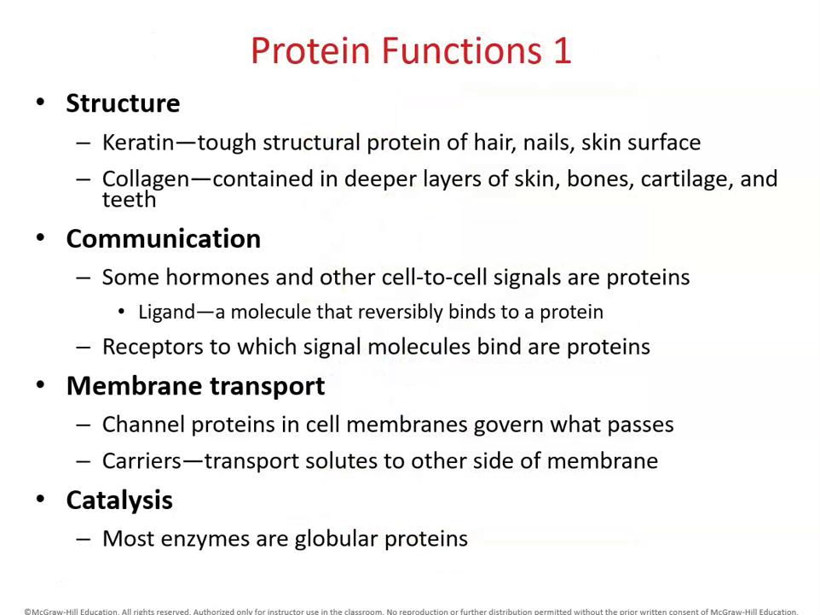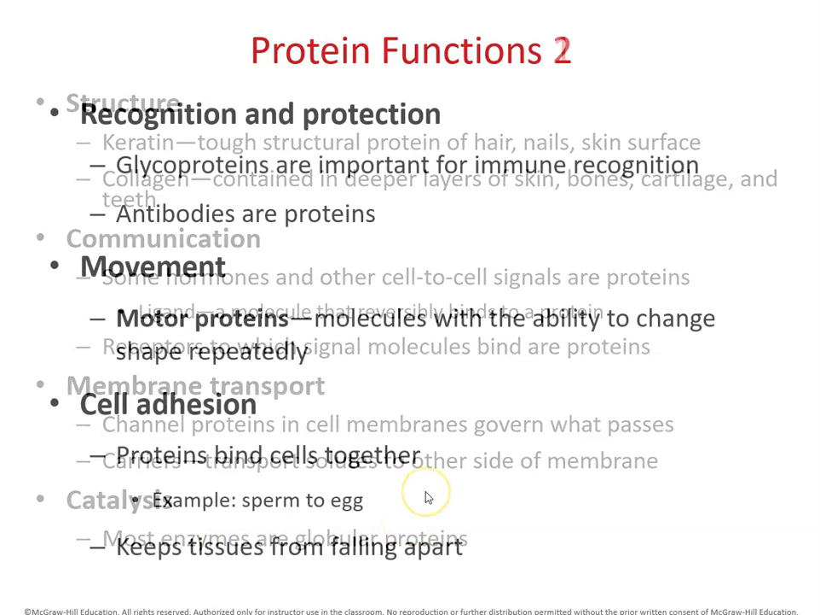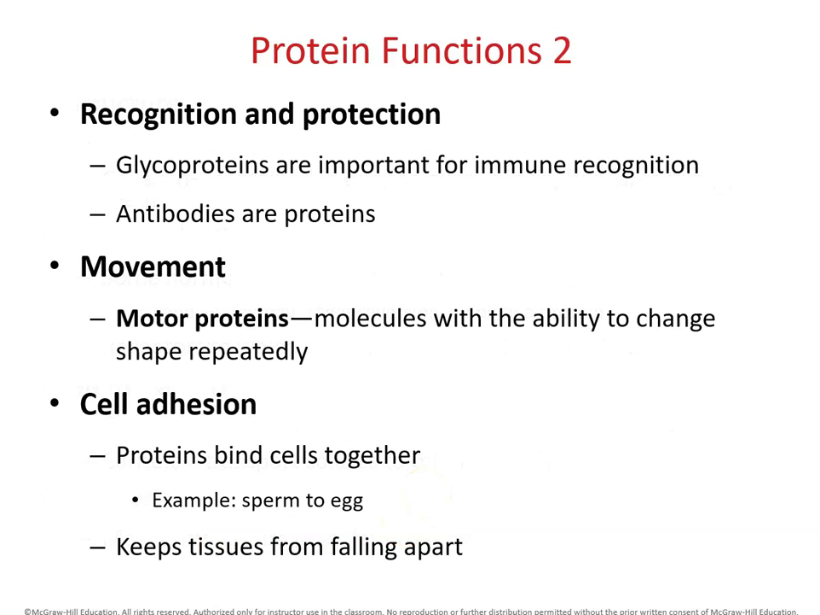Proteins have a ton of different functions. I'm not going to read these slides to you. You are very capable of reading them on your own. They are structural, communicative. They do transport across membranes into and out of cells. They are catalysts, and we're going to be finishing up this video by talking about how those catalysts work. They also do recognition. They also work in your immune system to protect you from foreign invaders. There are some that are able to move the entire cell, and there are some that bind things together and keep them from coming apart.